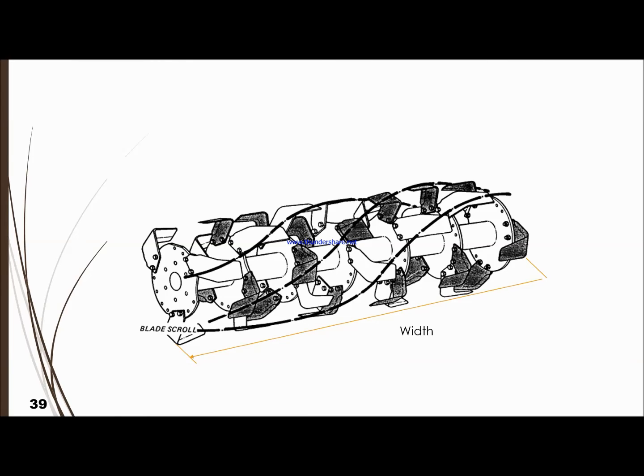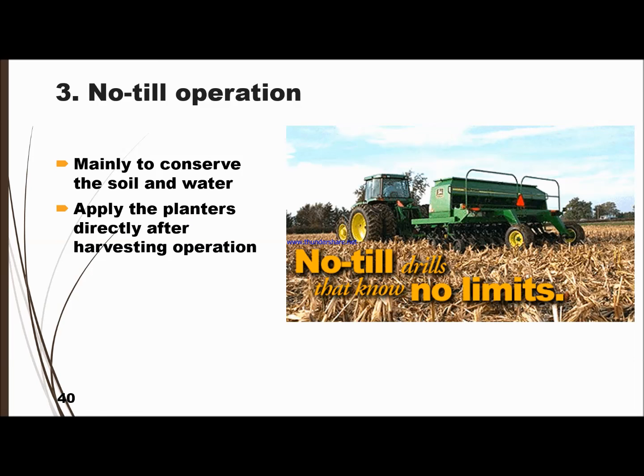The width is normally measured from one end to the other, from the first knife, then the inner side, and then the last knife. That will be the width of the implement. Okay, and lastly we have the no-till operation, without any tillage operation, mainly to conserve the soil and water. This application is applied for the planters directly after the harvesting operation.